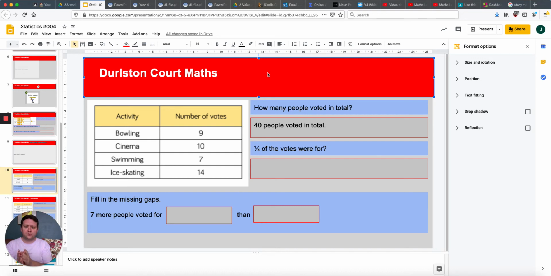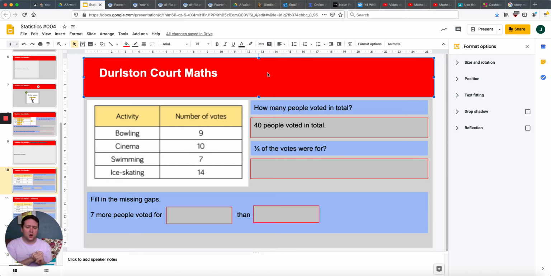Right, a quarter of the votes were blank. Well, now we've got to find a quarter of that 40. So a quarter is splitting something into 4 equal parts. If I halve something, then halve it again, I will have a quarter. So 40 halved is 20, halved again is 10. Let's just check that that's a quarter.